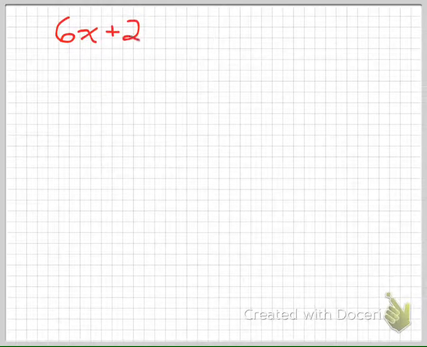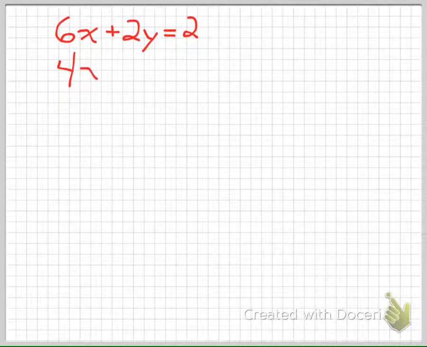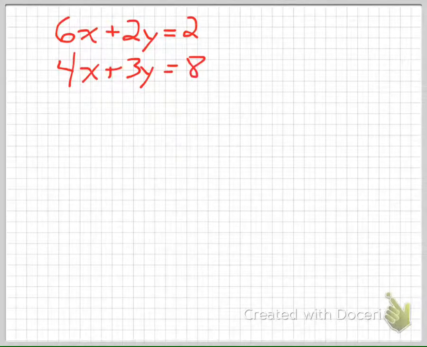Let me give you a hard one then. Okay, what about this? 6x plus 2y equals 2, and 4x plus 3y equals 8. All right, here we go.